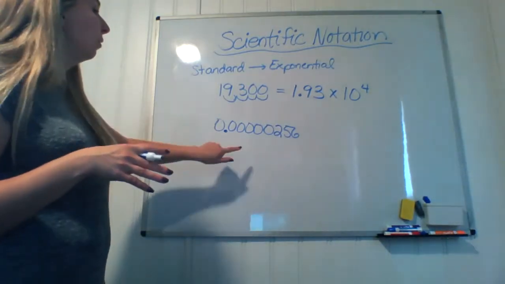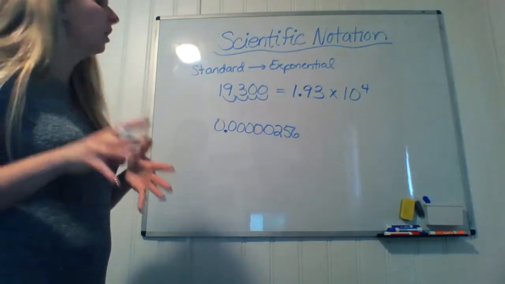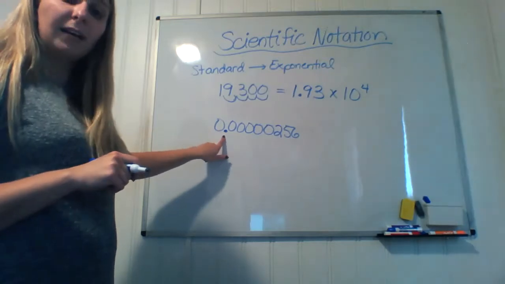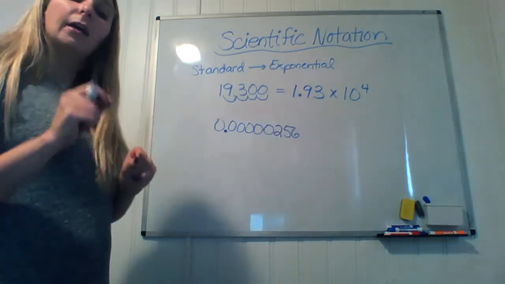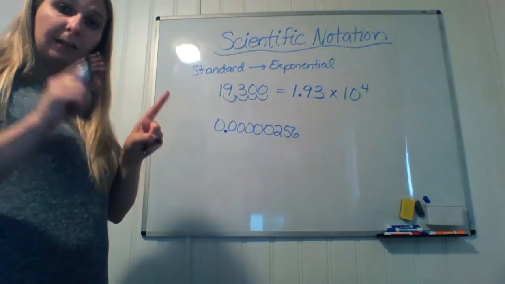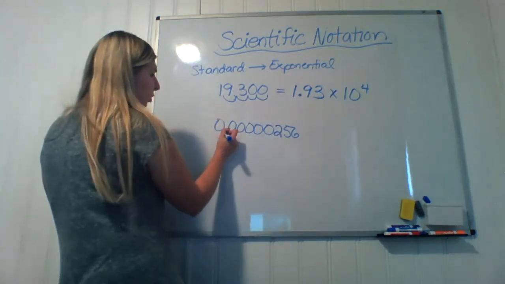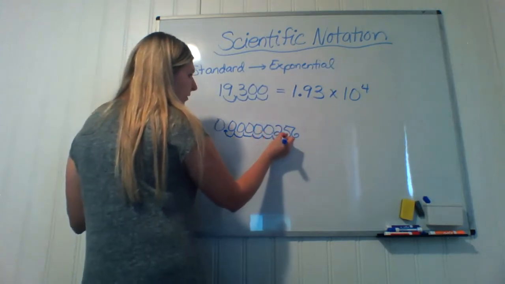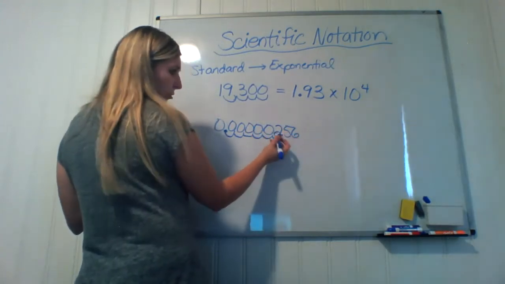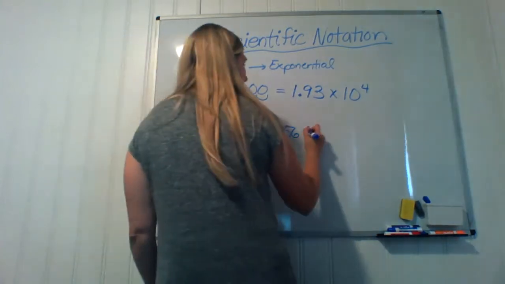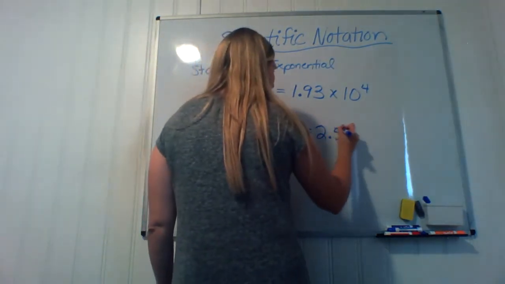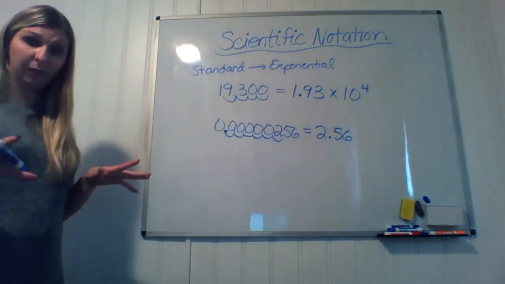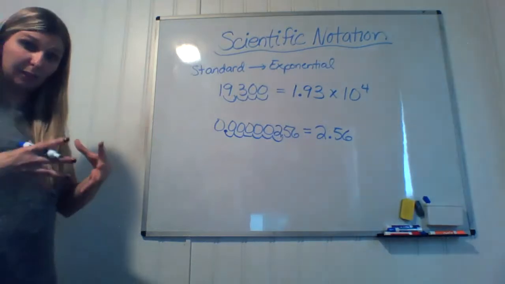Now to write this value in scientific notation, what we're going to do is recognize where the decimal place is, and we're going to move that decimal place to the right this time until we reach a number between 1 and 10. So moving 1, 2, 3, 4, 5, 6 places takes us to a value 2.56. Now we don't need all those zeros because they're not significant. So this is our way of condensing it.